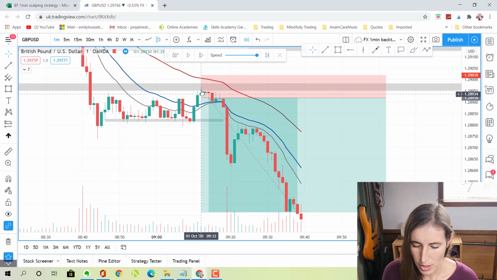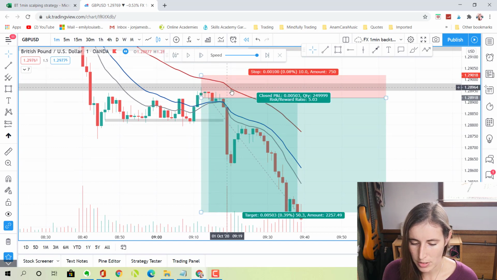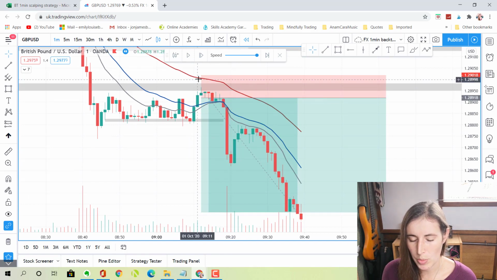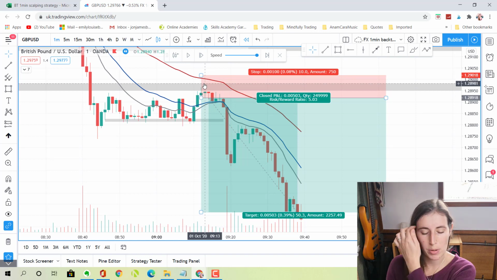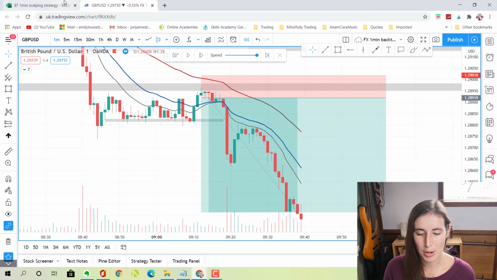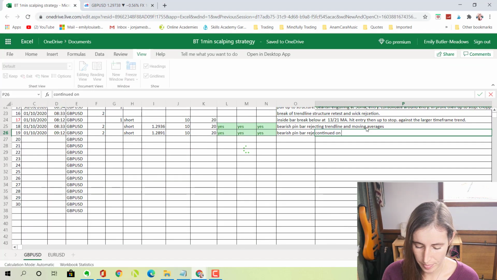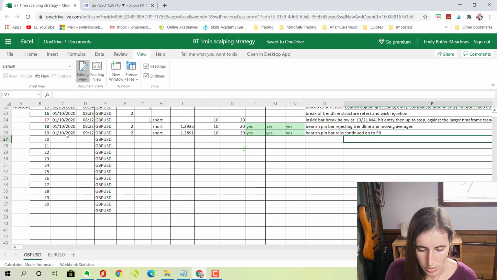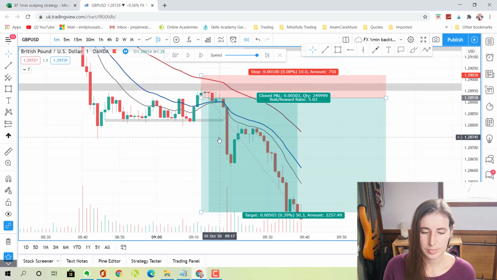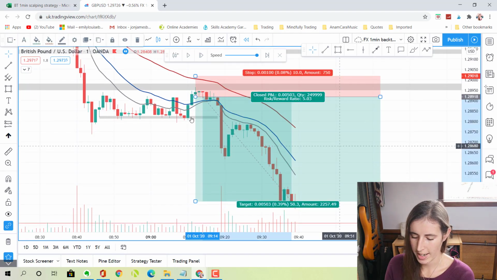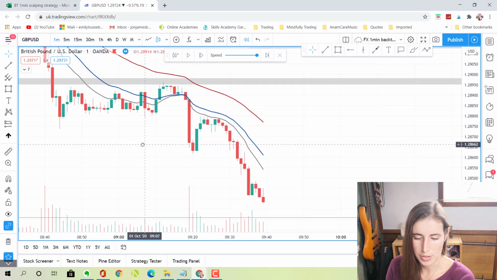So again, relying on market structure here for the entry, and I'm still underneath that 50 moving average, which is what I like to see. If we got above that, I would probably be less interested in taking that trade, but I'm not basing my trade on purely just the moving averages. So 3 trades in, we've had 2 wins and 1 losing trade.